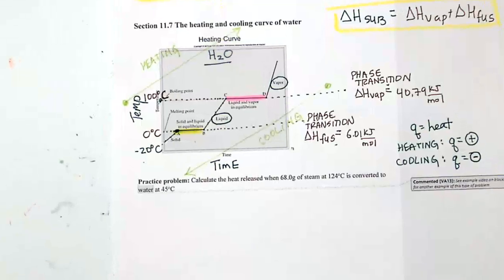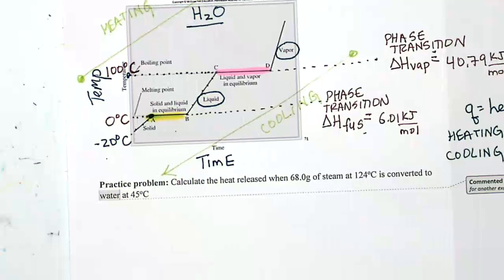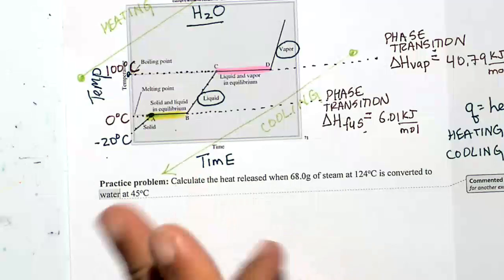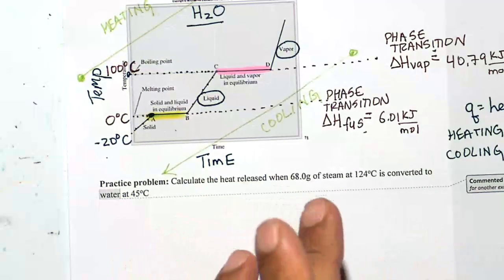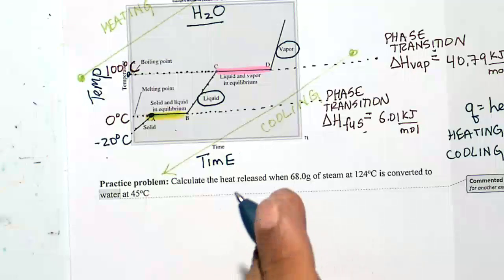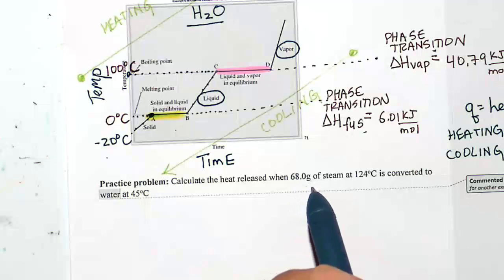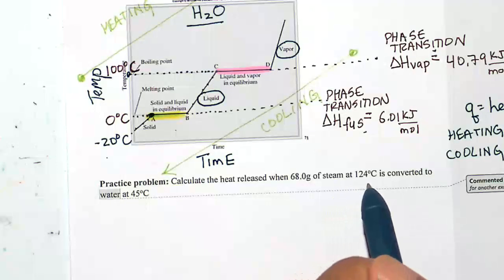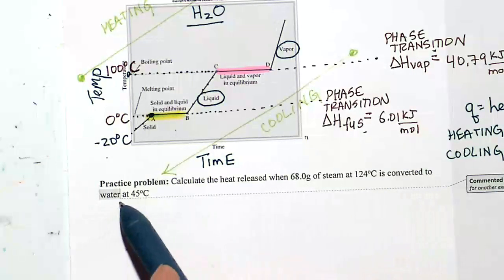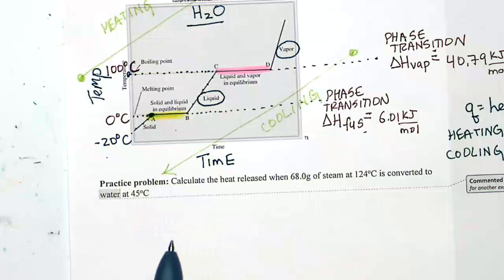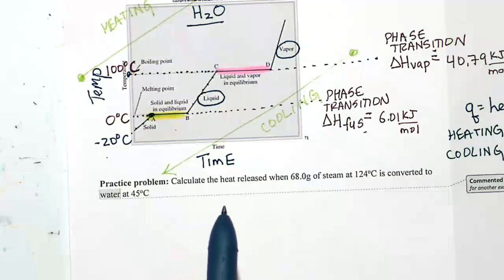All right, we'll do this problem here. You'll see something like this on the exam, and I'll give you the equations and the constants. Calculate the heat released when 68 grams of steam at 124 degrees C is converted to water at 45 degrees C.